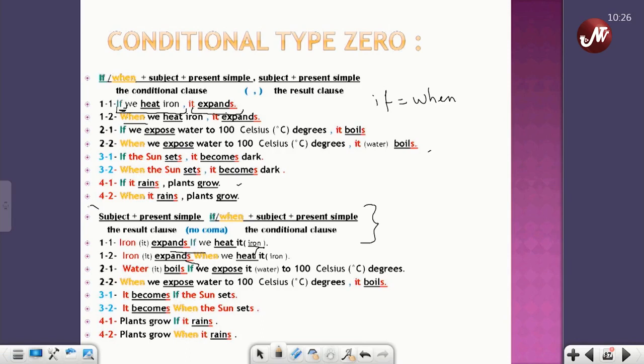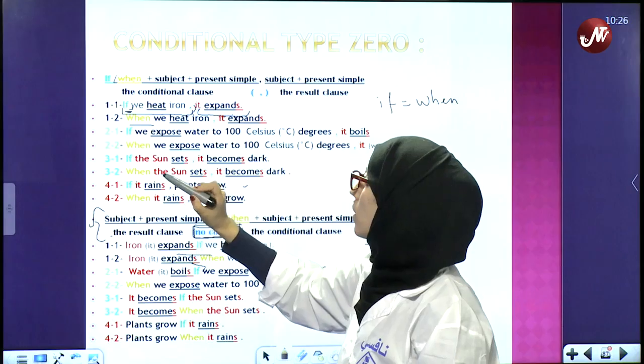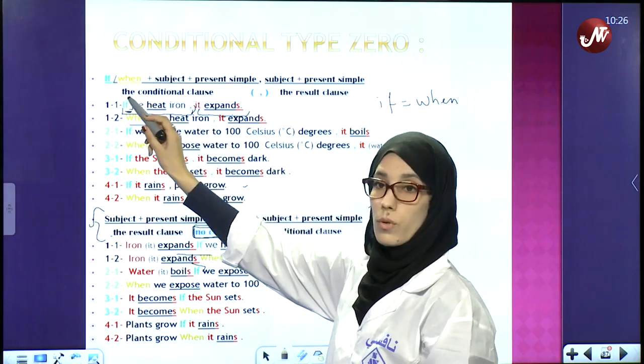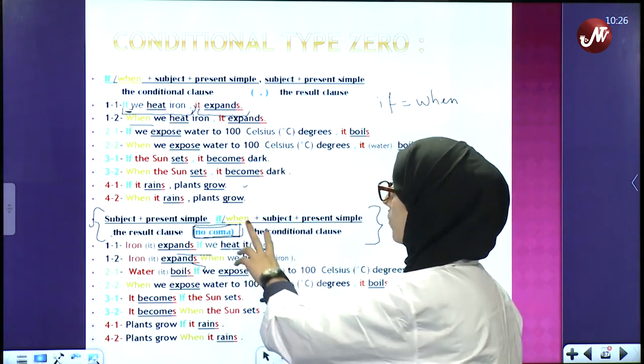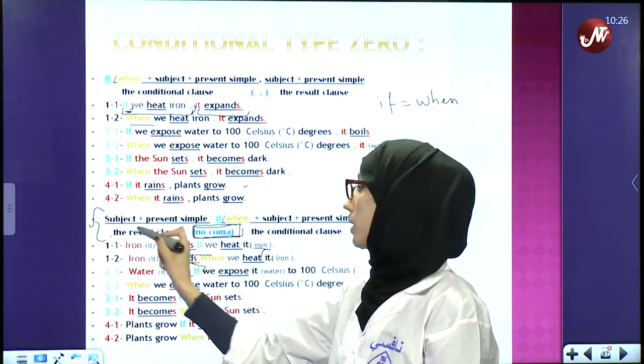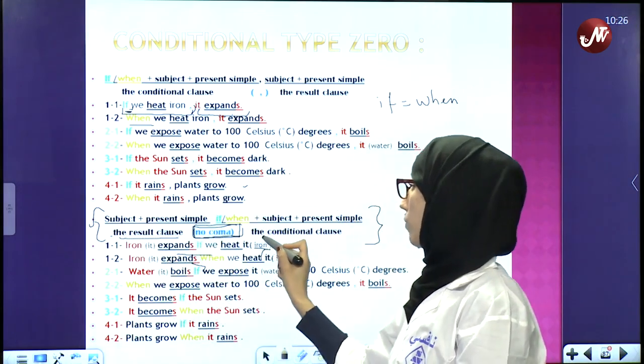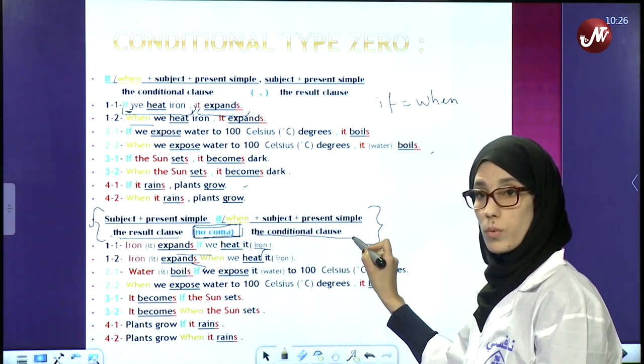This is the form: subject plus present simple, if or when, plus subject plus present simple. Here we have no comma. Why do we put no comma here? Look here, we have the comma. We have started with the conditional clause, and after that we have the result. Here no comma because we have reversed the two clauses. So we begin with the result clause first, then the conditional clause.